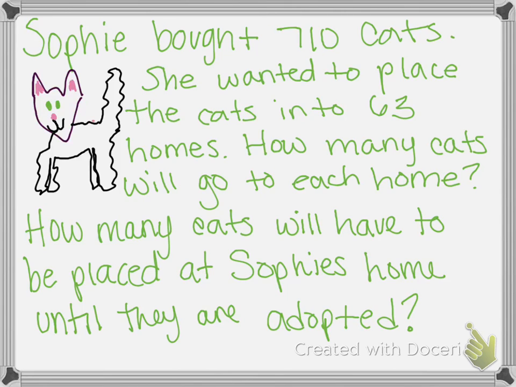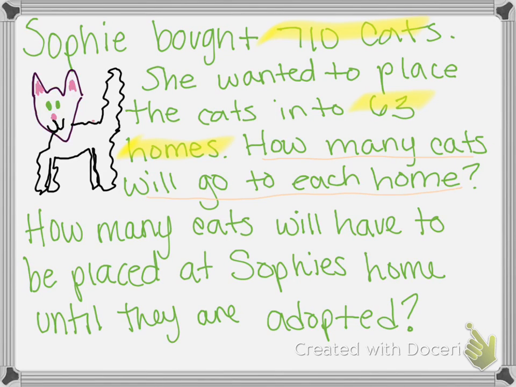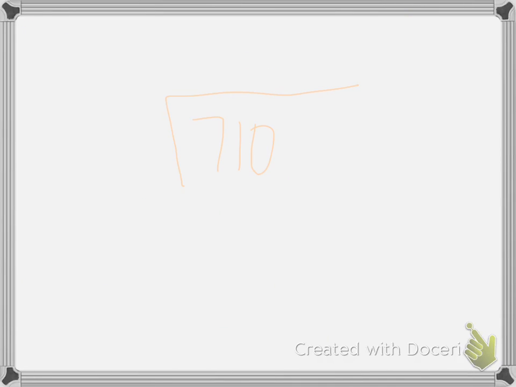So we need to look at what we know. Sophie has 710 cats, which is quite possible, and she wants to place the cats into 63 homes. So our first question asks us, how many cats will go into each home? So let's do our division problem. We have got to do Sophie's 710 cats divided into 63 different homes.